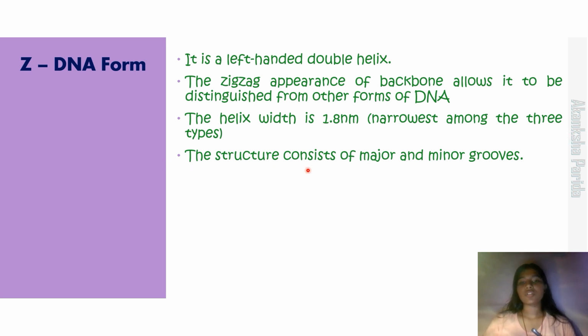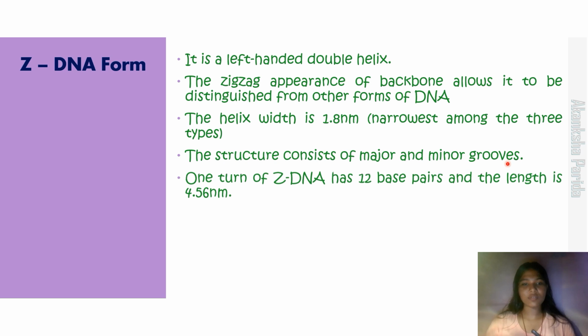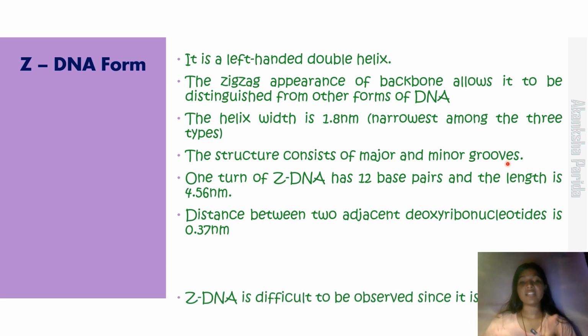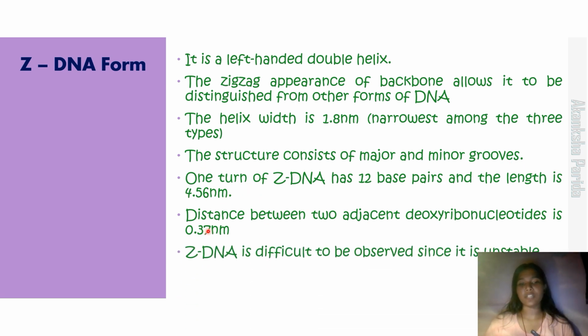The structure consists of major and minor grooves. One turn of Z-DNA has 12 base pairs and the length is 4.56 nanometers. The distance between two adjacent deoxyribonucleotides is 0.37 nanometer. Z-DNA is difficult to observe since it is unstable, but it has hydrogen bonds, the same as other forms of DNA, to hold the two strands of DNA together.